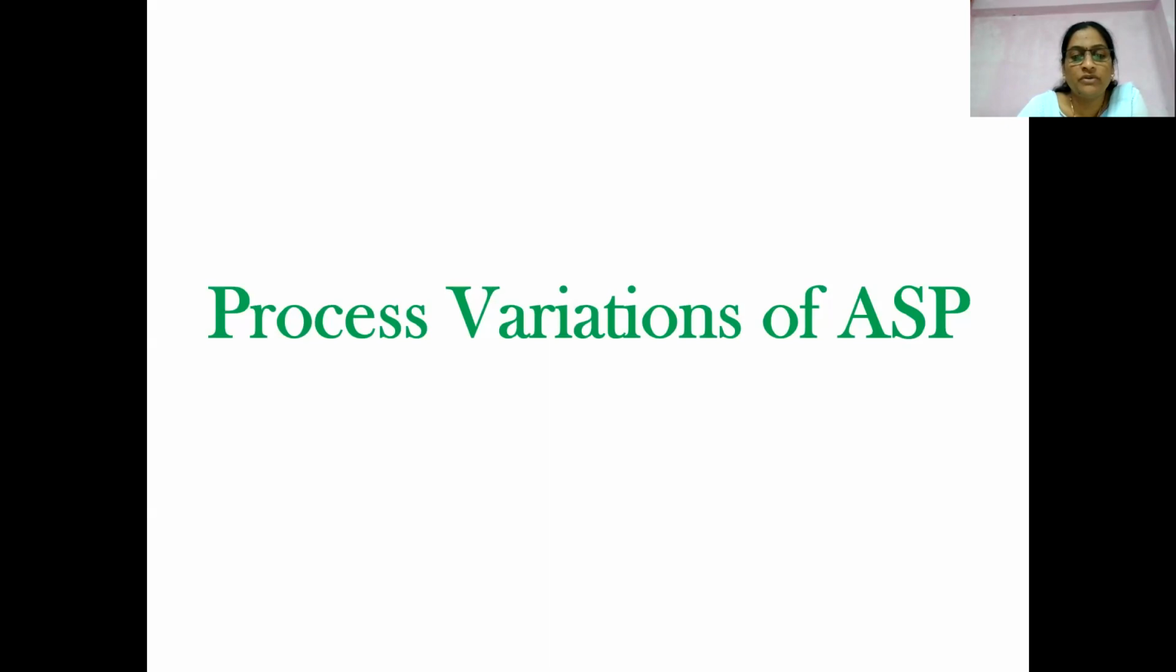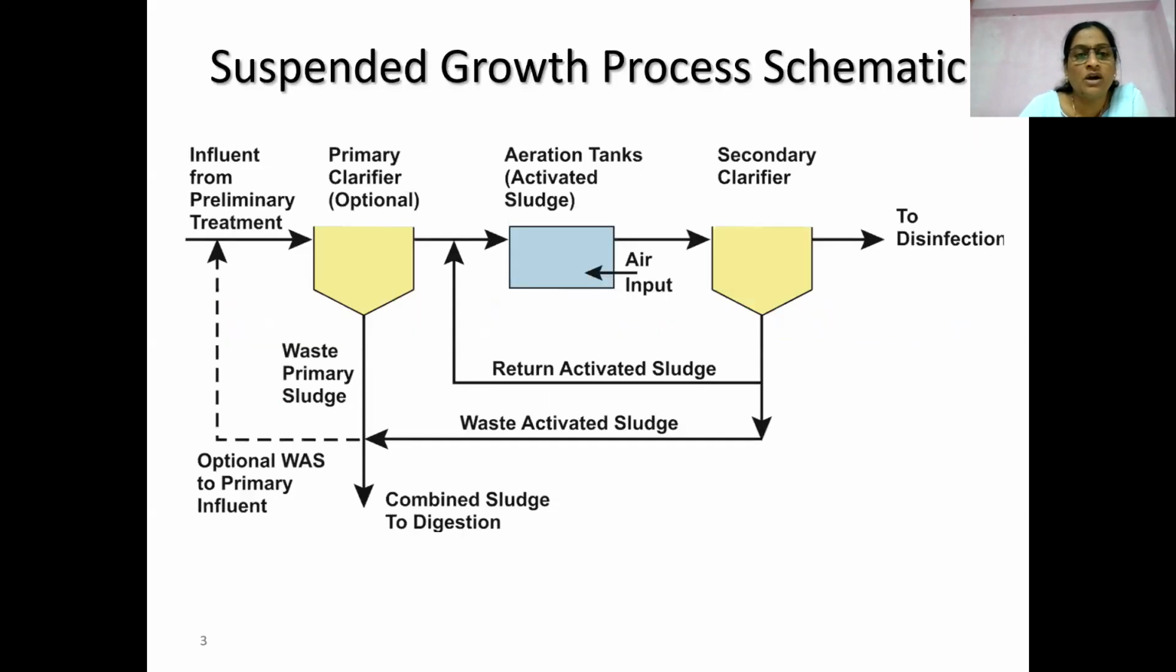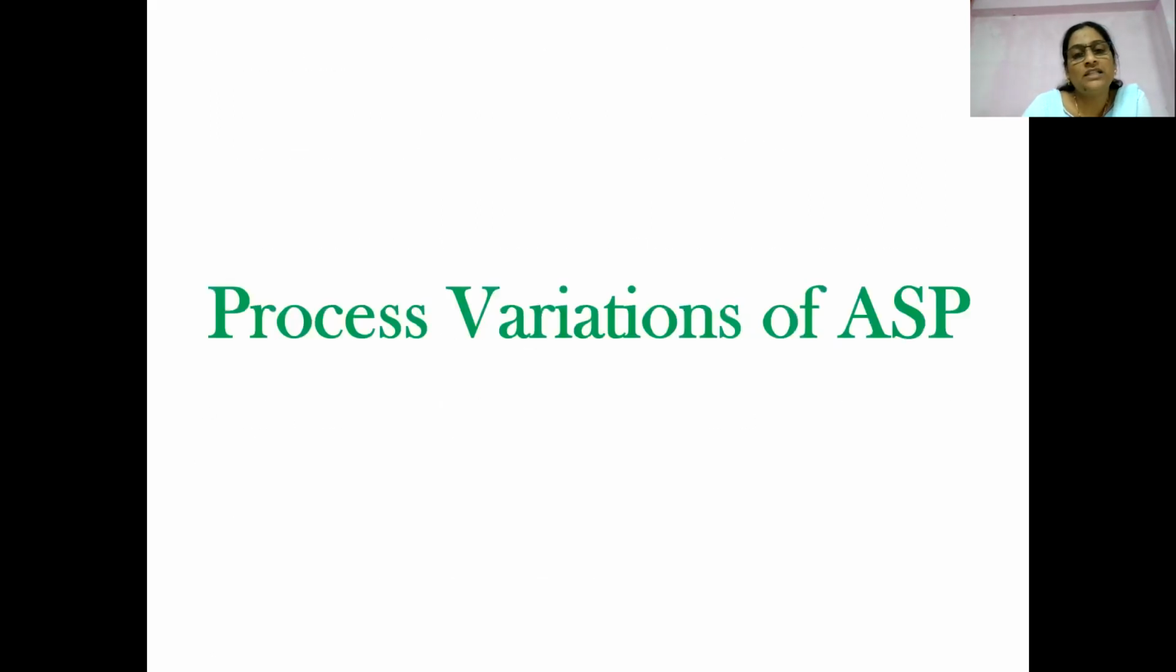What are these two different figures? In one figure we saw that active sludge is written here, before the aeration tank, and in another, a dotted line is shown, active sludge written here also. So these two ways we saw. Likewise, many different variations are possible to achieve better results. What are these various variations in the activated sludge process, or ASP, that we will discuss now?